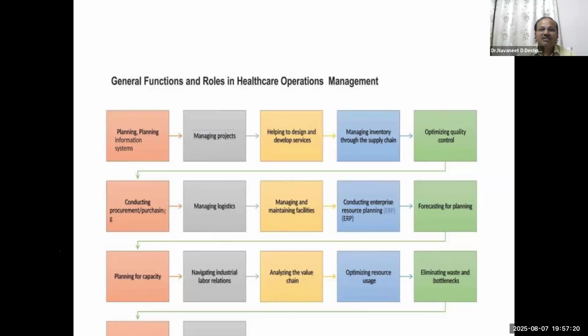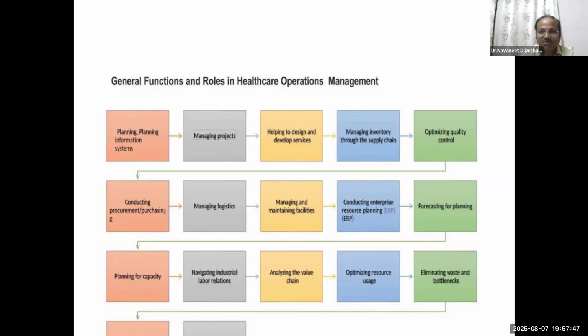Apart from that, whether there will be additional beds, managing the projects, how many equipments are purchased, whether some equipments are made in India and some have to be purchased from abroad, because some are not available in all countries, and some specialized equipments take years of research and development. So helping to design and develop services, then maintaining inventory through the supply chain, has to be taken care of by healthcare operations management.